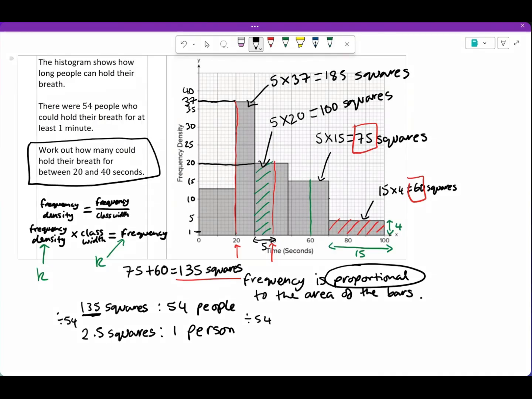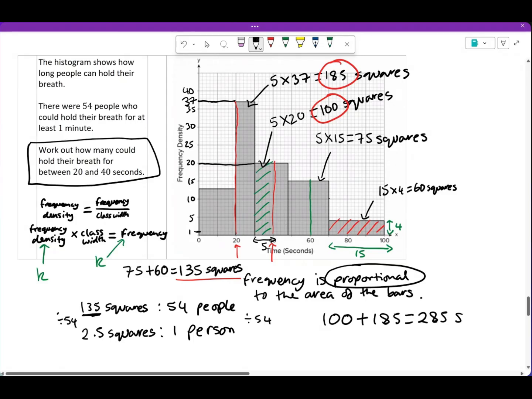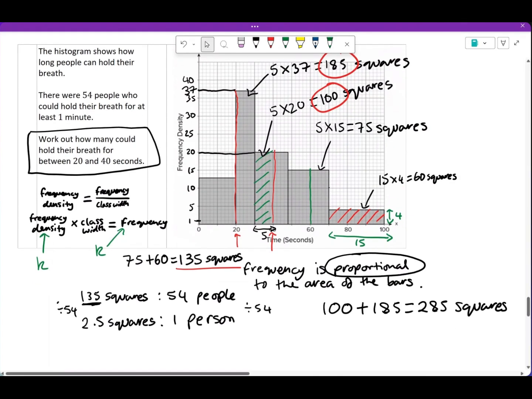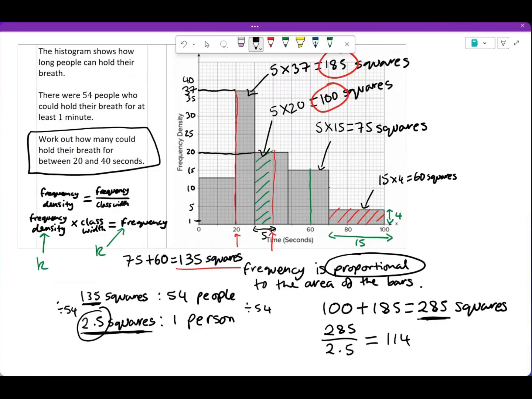So now we can figure out the total area between 20 and 40 by adding up the 100 squares and 185 squares. 100 plus 185 gives 285 squares in total. And now we need to figure out how many people that represents. We know there's 2.5 squares for every person, so I need to figure out how many times I can get the 2.5 into 285. If you're trying to fit one number into another, you're doing division. So 285 divided by 2.5 gives me my answer, which is 114 people. That would be the final answer to the question.